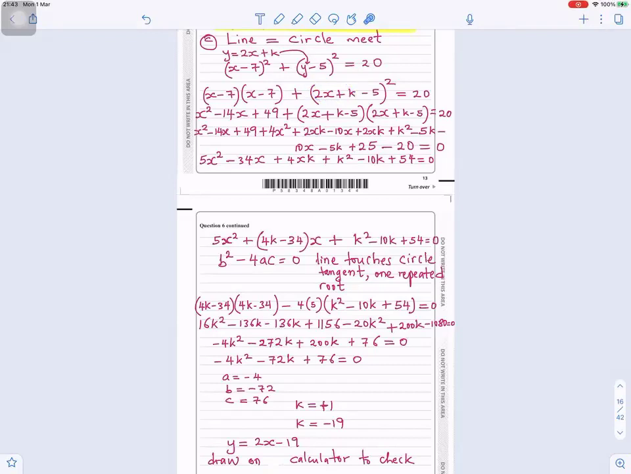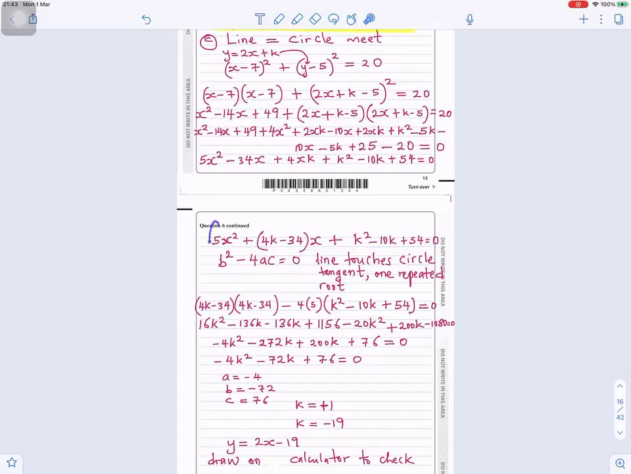So we expand x minus 7 squared, and that gives us x squared minus 14x plus 49. And we expand this 2x plus k minus 5 squared. And when we write it twice like that, and you expand it, you will get all of that. And then we start to collect like terms and put them together, and you would eventually get this expression.